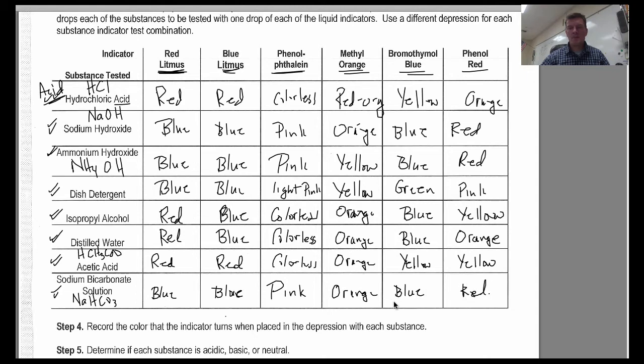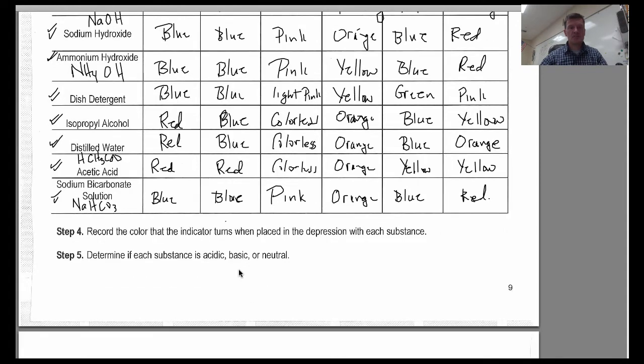Okay? So, now that we have the results, we're going to be able to just write down what we observe. We want to take what we observe and draw some conclusions about these different indicators and about these different substances. Okay, so let's answer these questions here.